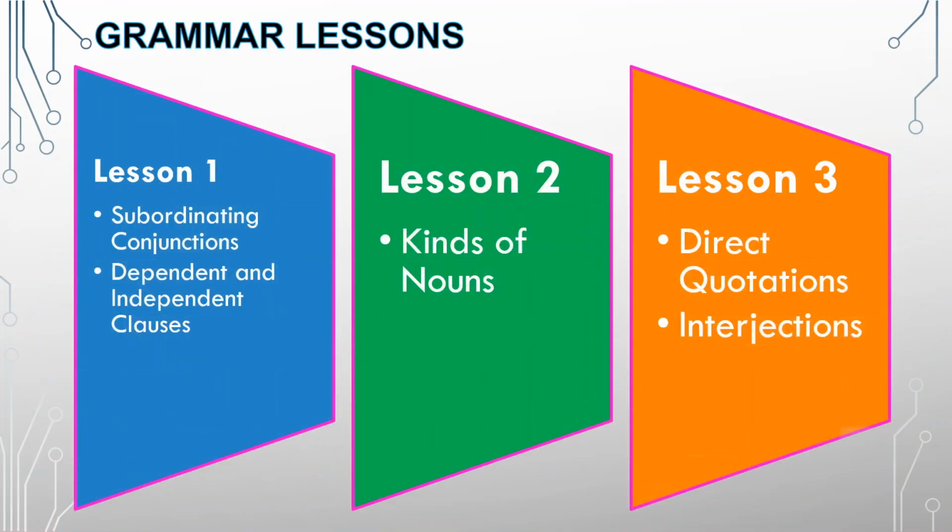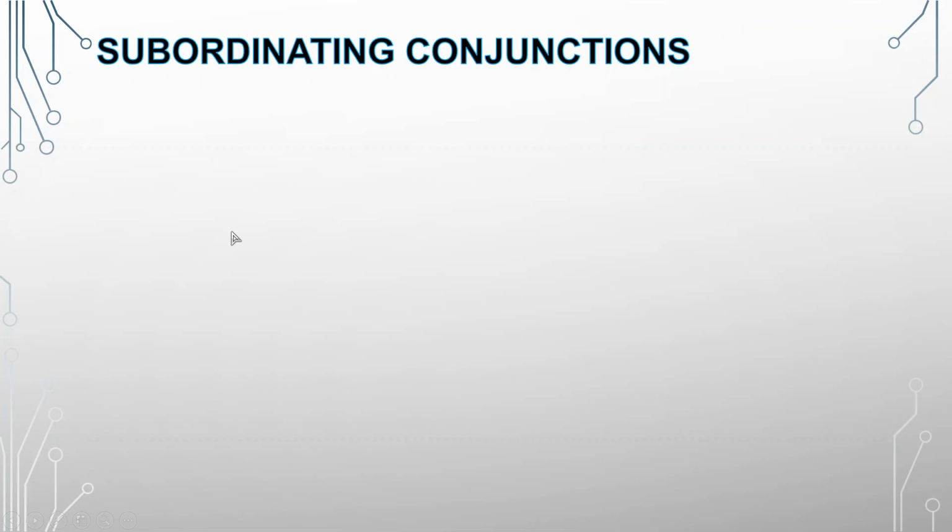We finished actually 3 major lessons, and here are the following. For lesson 1, we finished subordinating conjunctions, dependent and independent clauses. In lesson 2, we finished kinds of nouns, and in lesson number 3, we finished direct quotations and interjections. So let's start discussing lesson number 1.